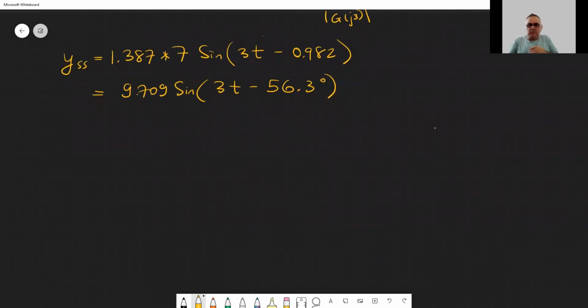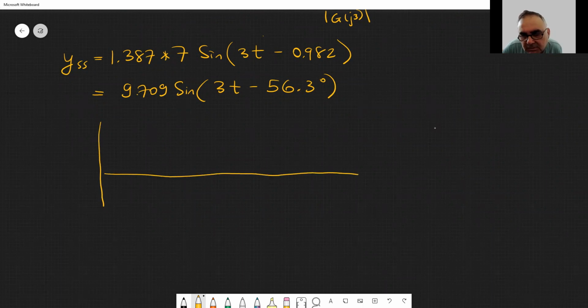So if you look at it, the input, let's say, u of t and y of t, let's put y of t in a different color. So u of t is a sinusoid of magnitude, what was it, 7. And this is u of t.